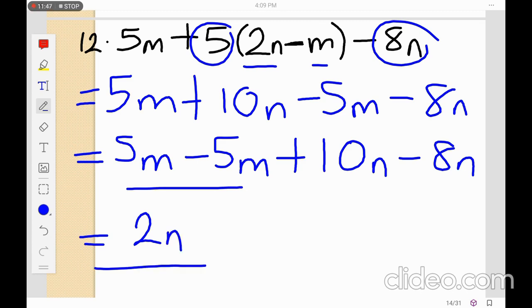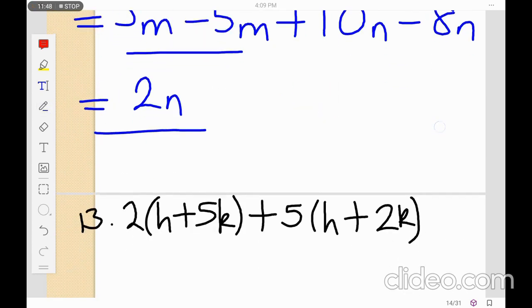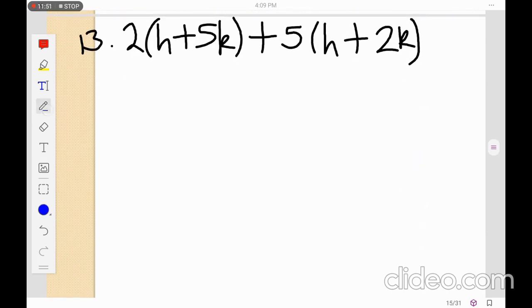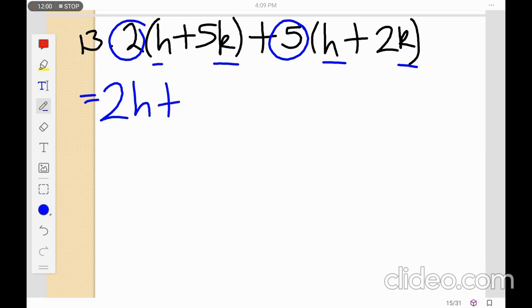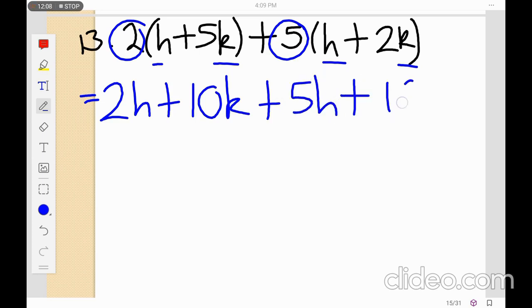Let's look at the last part, number 13. I have 2 is going to multiply each and every element, 5 each and every element. Let's do that. 2 times h, we get 2h, plus 2 times 5k, we get 10k, plus 5 times h, we get 5h, plus 5 times 2k, we get 10k.